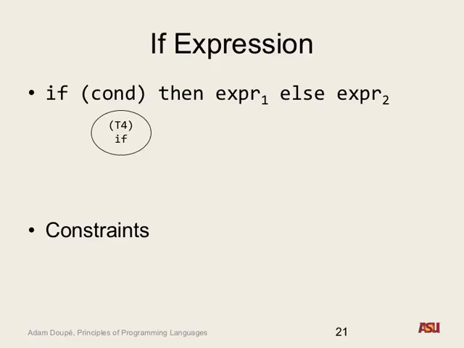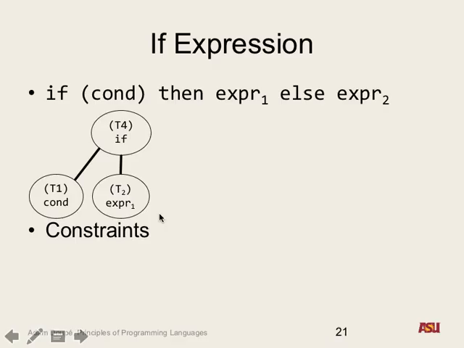So here we're going to write it as, okay, the if is a T4, and then the condition is a T1, expression 1 is a T2, expression 2 is a T3. So then what are the constraints here on these four types? What do we know has to be true about these types? T1 has to be a Boolean. T1 has to be a Boolean, yeah, exactly. What else?